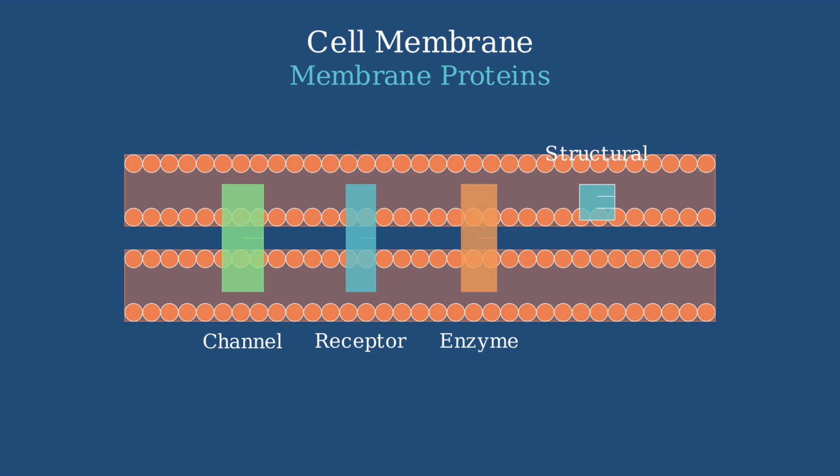Enzyme proteins catalyze specific chemical reactions at the cell surface. Structural proteins provide support and maintain the shape of the cell.